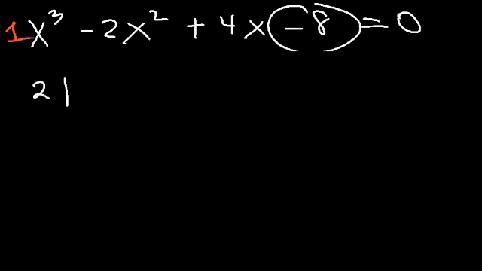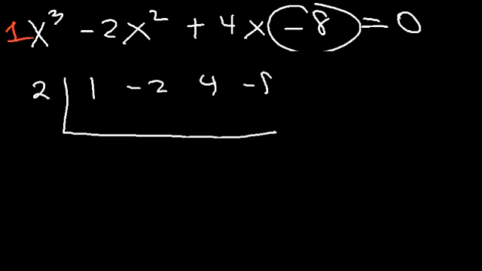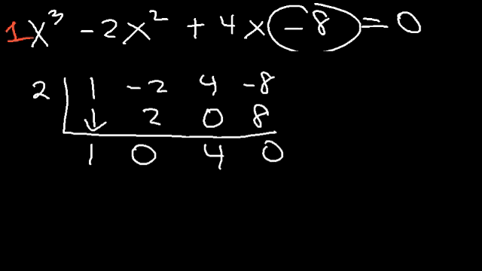So now let's use synthetic division. It's going to be 1, negative 2, 4, and negative 8. So let's bring down the 1. 2 times 1 is 2. Negative 2 plus 2 is 0. 2 times 0 is 0. 4 plus 0 is 4. 2 times 4 is 8. Negative 8 plus 8 is 0.